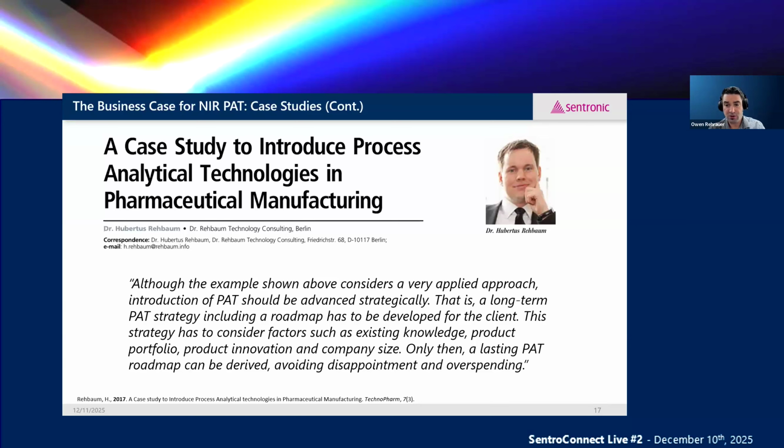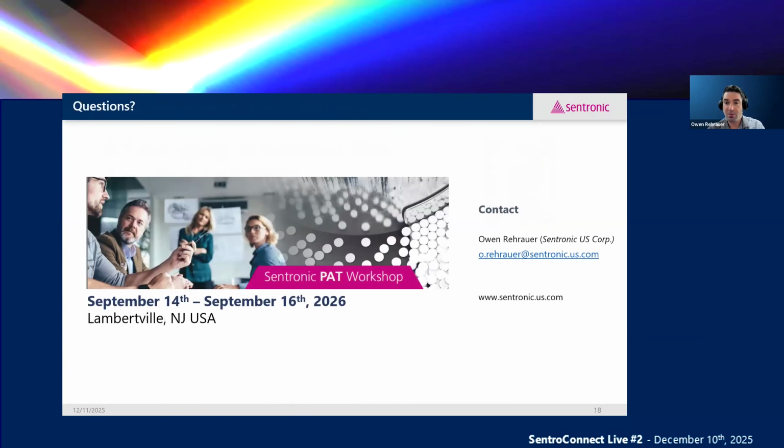There is much more that I could say, although at this time, I'm going to hand the presentation over to Uwe Kirschner to talk a bit more about the technical considerations of NIR PAT in the feed frame. I'll be happy to take any questions on the business case.